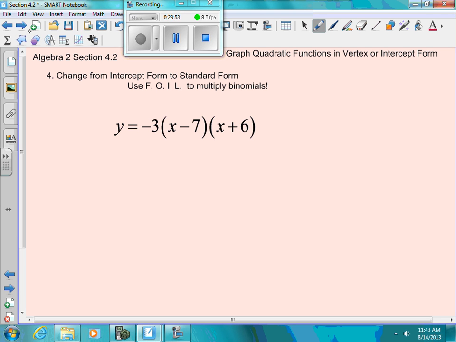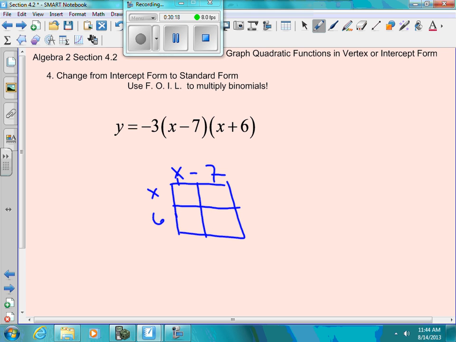So what am I going to start with? The box method. The box method says take your binomials, x minus 7, x plus 6, and you put them on the outside of a box. And between each term, you put a dividing line. So between the x and the 6, I put a line between them. Between the x and the negative 7, I put a line between them. And what you do is you take each of the terms on the edge of the boxes and you multiply them together.